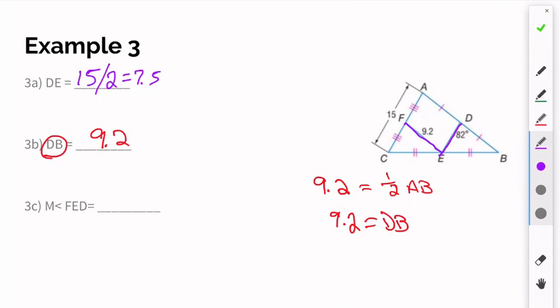So what do we know about parallel lines? Their alternate interior angles have to be the same. Okay, so if I have parallel lines here and it's cut by the transversal DE, then FED is going to be the alternate exterior angle. Therefore, it is the same, 82 degrees.